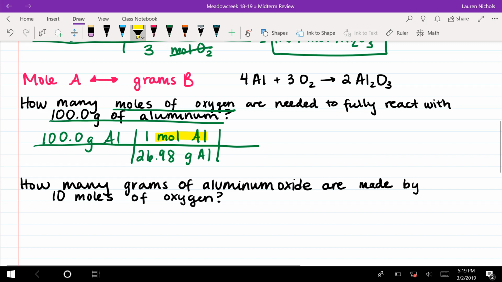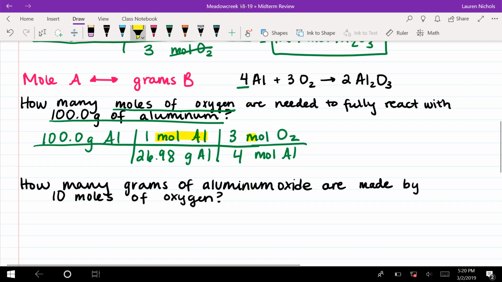We're not done though. This 1 mole of aluminum does not match what I want, so I have to keep going in my T-chart. I just repeat the pattern. I bring moles of aluminum down here. I've already used my 1 mole of aluminum. Now is when I use my mole ratio and go to my equation. 4 moles of aluminum, and I could either put 3 moles of oxygen on the top or 2 moles of aluminum oxide. I want oxygen, so I put 3 moles of O2.